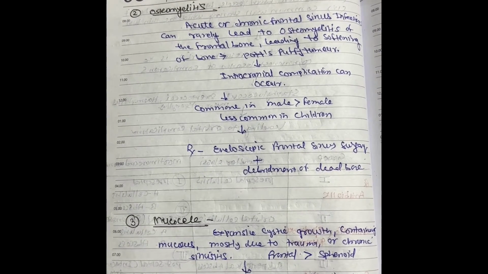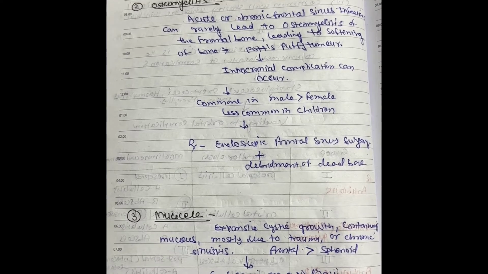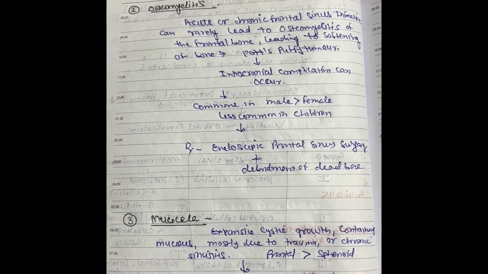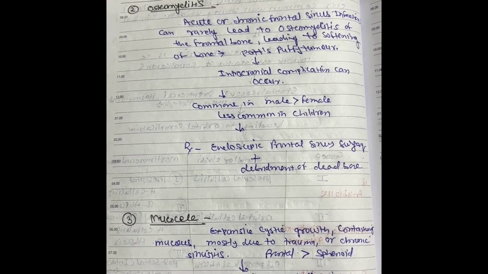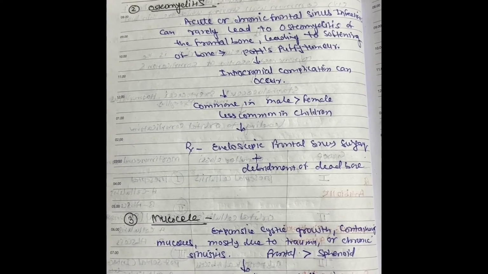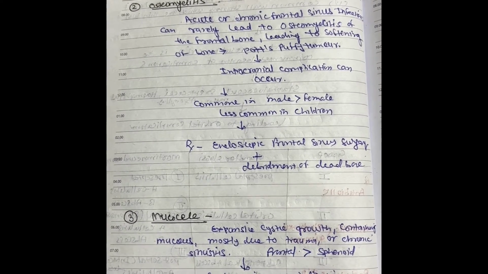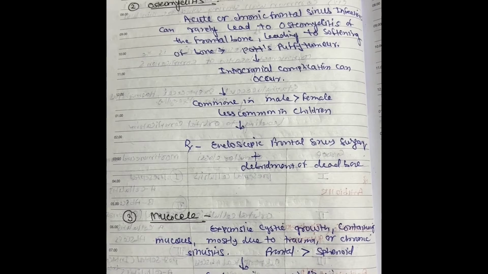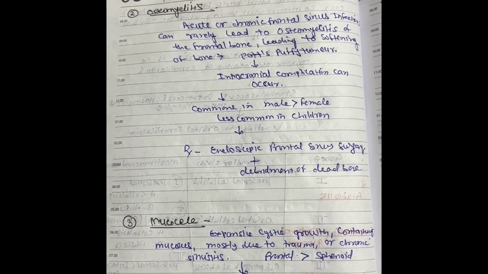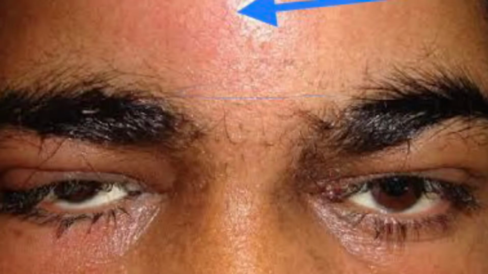Mucocele is an expanding cystic growth containing mucus. Mostly because of trauma, it may be iatrogenic, or maybe chronic sinus infection or blockage of sinuses. So endoscopic marsupialization is more than sufficient in mucocele. These mucoceles are mainly frontoethmoidal, mainly frontal, then sphenoidal type.